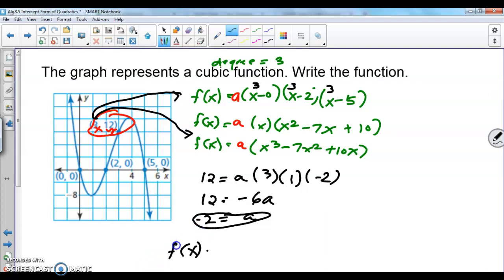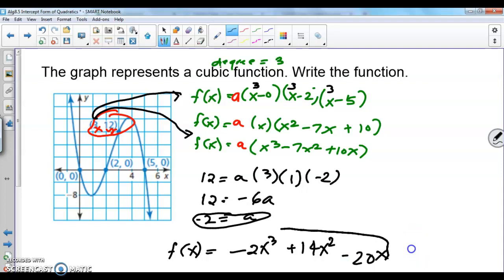So the final answer, I'm just going to leave it in intercept form. So, oh, you just have to distribute it here. Sorry, I forgot. So a is negative 2 here. So you just have to distribute it to your trinomial. So you get negative 2x cubed plus, because negative 2 times negative 7 is positive 14, so positive 14x squared. And then 10x times negative 2 will become negative 20x. So that's the final answer in standard form. There we go.